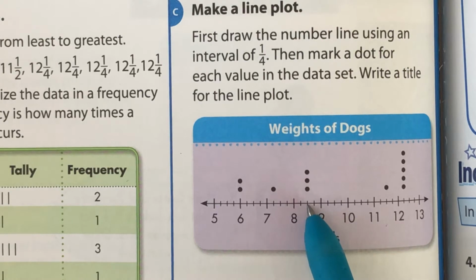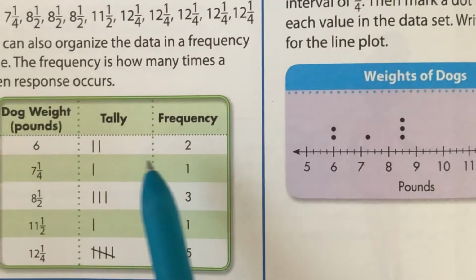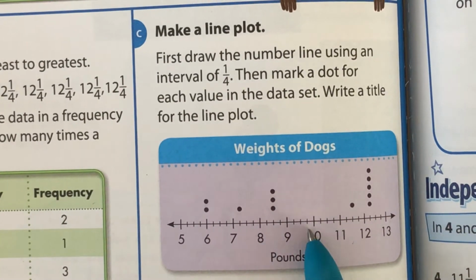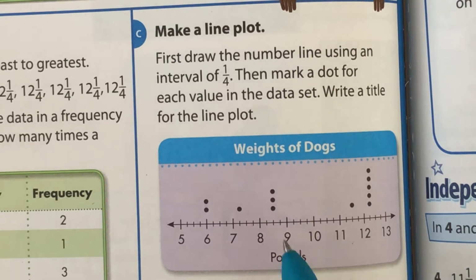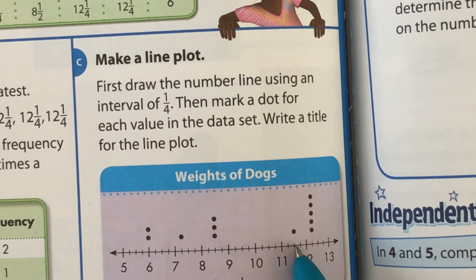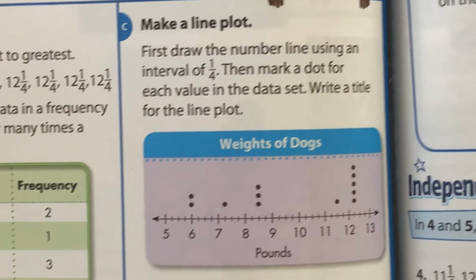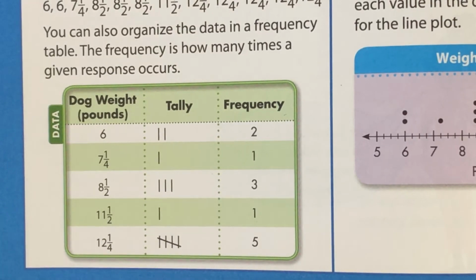Same thing goes with 8 1/2. That's right between 8 and 9. We put 3 dots because there were 3 dogs that were 8 1/2 pounds. And from 9 to 10 and 10 to 11, there are no dogs that weigh 9, 10, or 11, or in between those at all. So those are all blank. Then we have 11 1/2 because there's 1 dog at 11 1/2. And right above 12 1/4, we have 1, 2, 3, 4, 5 dots because if we look at our table again, there were 5 dogs that weighed 12 1/4 pounds.